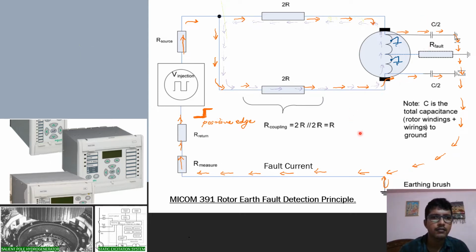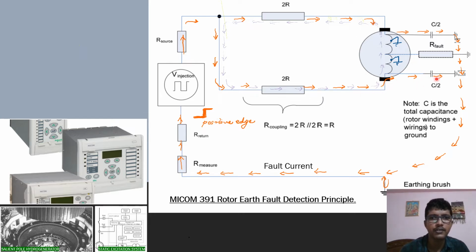Since these currents are passing through a very small time constant network, they will be very steep in nature, and they won't have a significant amount of AC in them, right? So it is of no use. But whenever there is a fault, there will be an offset current. There will be current which will pass through this fault resistance via the earthing brush back to the network, and these capacitive currents will also exist at the same time.